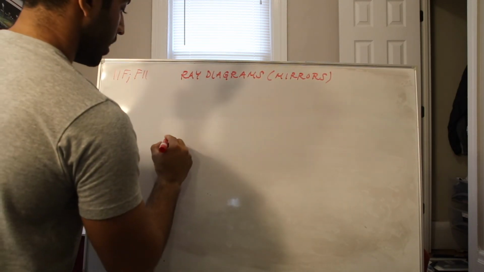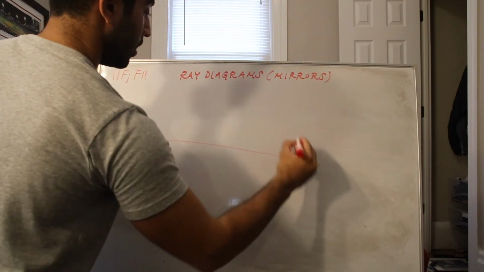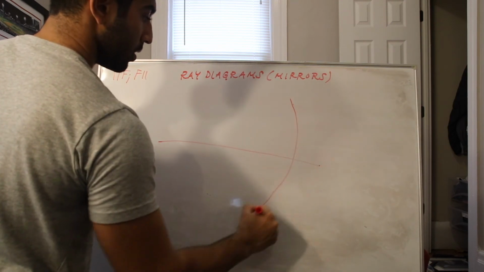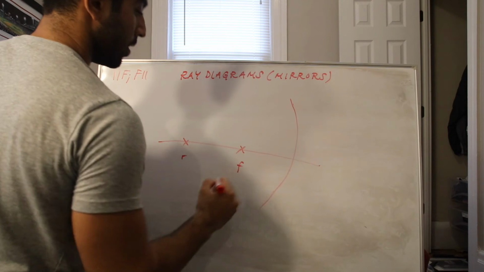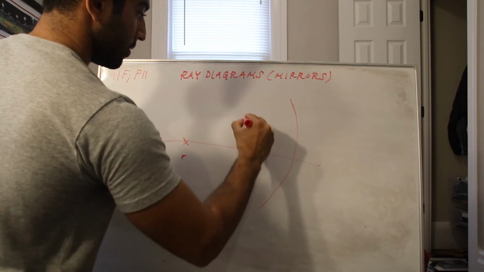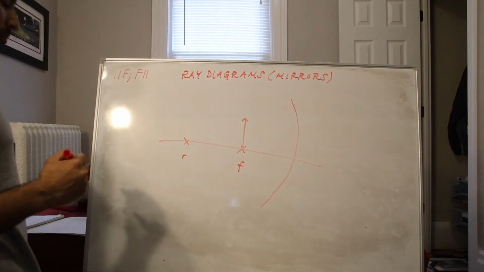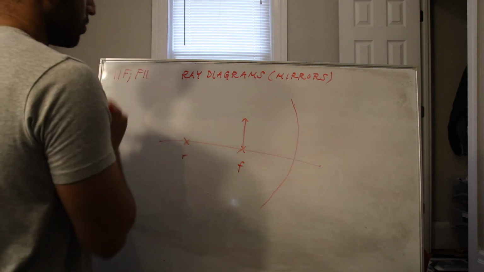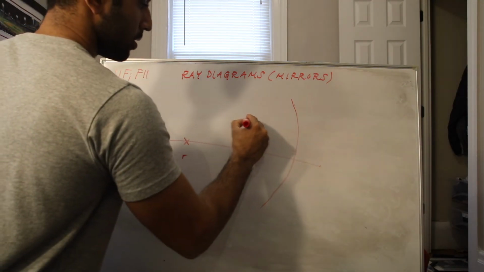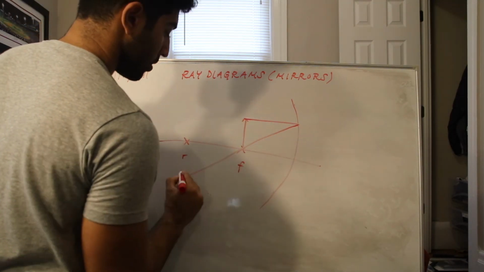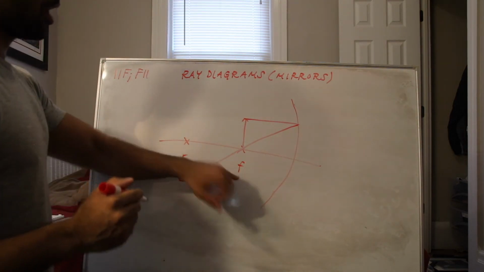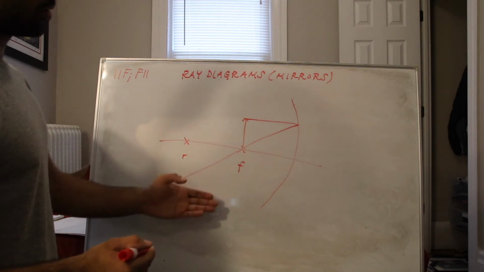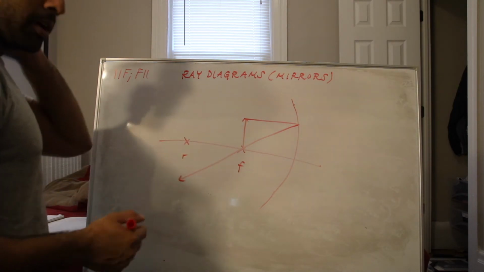So let's say I have my F, my R, and now my object is at F. So I do my first ray diagram, parallel F, and I can't do F parallel anymore, because my object is at F, so my light rays won't go through F.